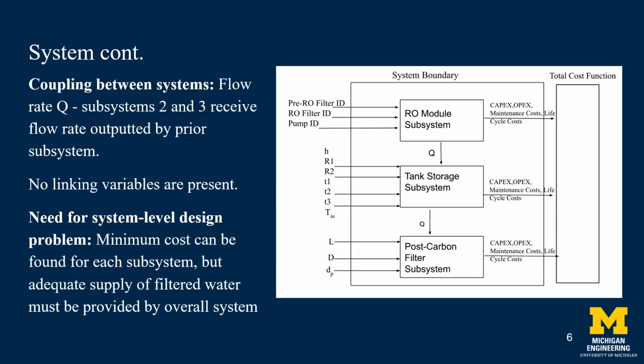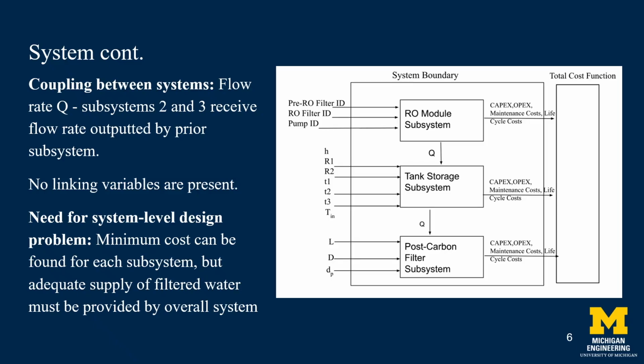The flow rate Q is the coupling between our subsystems, as subsystems 2 and 3 receive water at rates outputted by the prior subsystem. No linking variables are present. The goal of the system-level design is to minimize the average cost to the homeowner over the system's life cycle. Optimization at the system level is necessary because minimum costs can be found for each subsystem, but adequate supply of filtered water must be provided by the overall system.